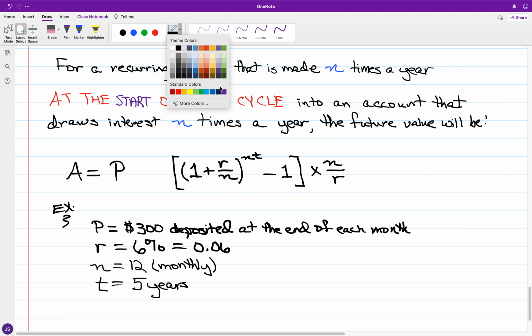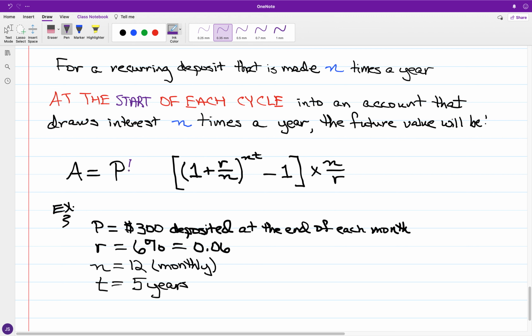But you're going to have this added detail. We're going to have P times the quantity of 1 plus R over N. It's the same formula, but the difference this time is multiplying whatever the total is by the quantity of 1 plus R over N. And let's say I had this same example here, and the difference this time is $300 deposited at the beginning of each month. In other words, like the first of each month.